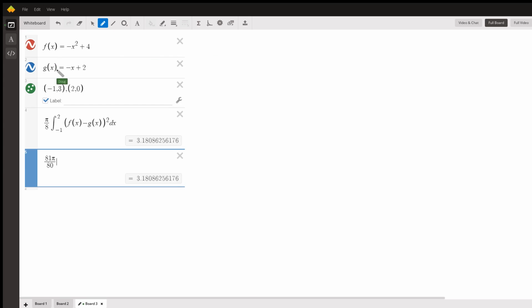I've defined f of x and g of x as the parabola and the straight line, points of intersection. Here's setting up the integral, where I have the pi over 8 out front, and f of x minus g of x, the quantity squared, gives me 3.18, and 81 pi over 80 gives me the same exact answer. So that's probably it. So good luck on evaluating that definite integral that represents the volume of the solid generated by slicing.